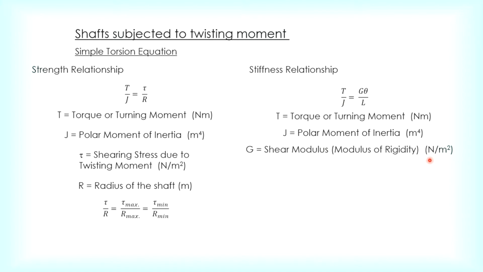Your shear modulus usually is in giganewton per meter square, so usually it's 10 to the power of 9 Newton per meter square. And then L would be the length of the shaft. Okay, so you have seen formulas like that before this course. Usually it is taught in the mechanics of engineering materials.